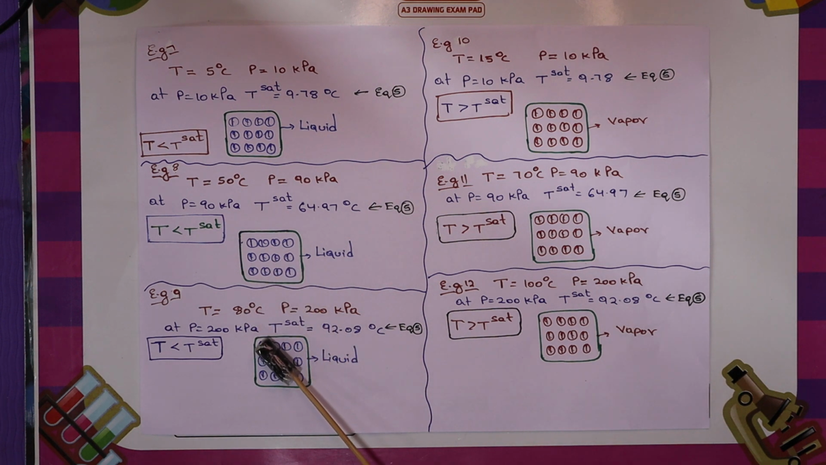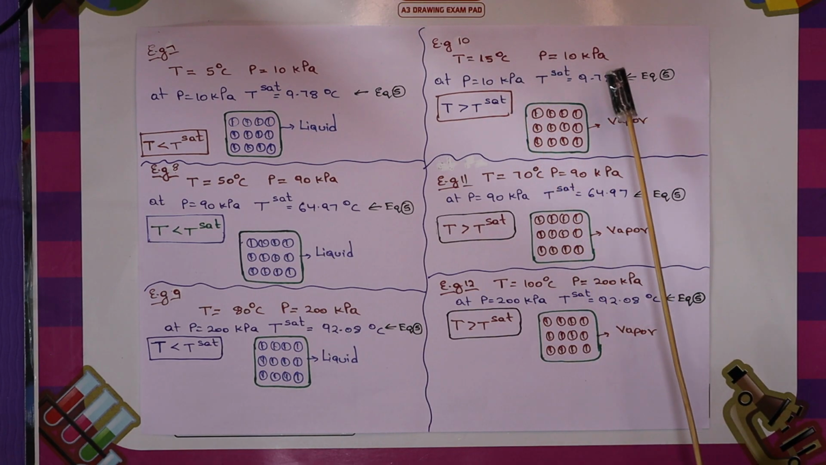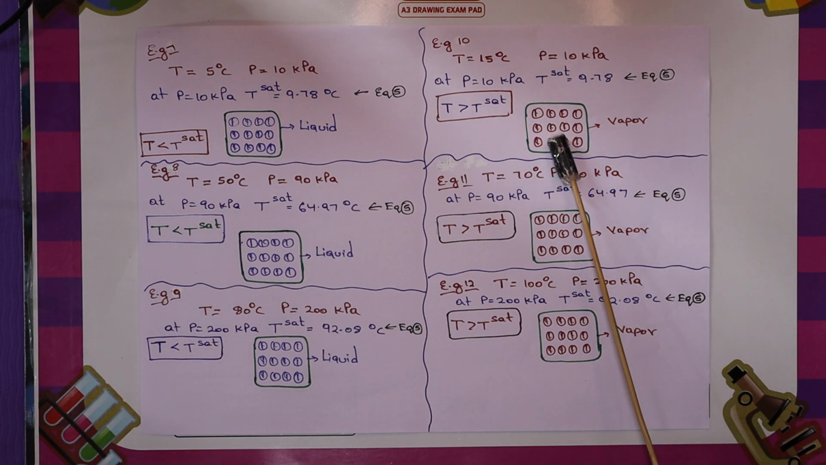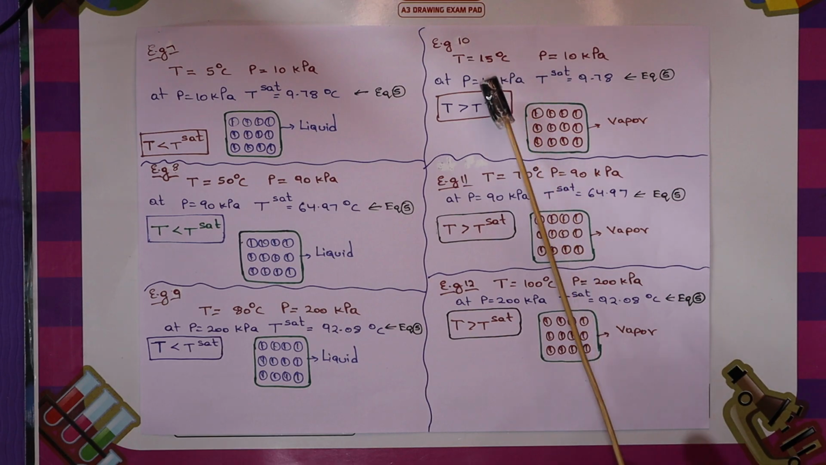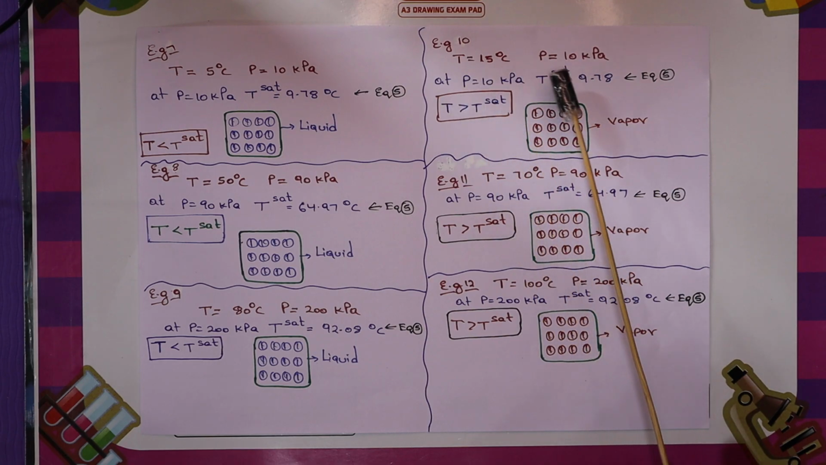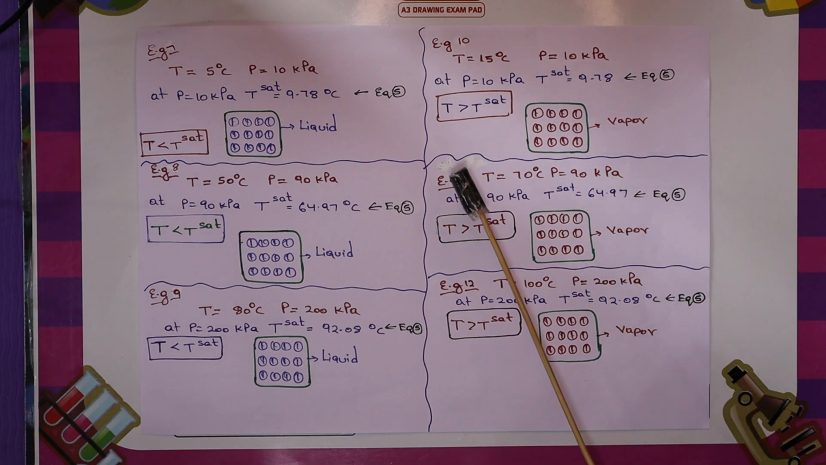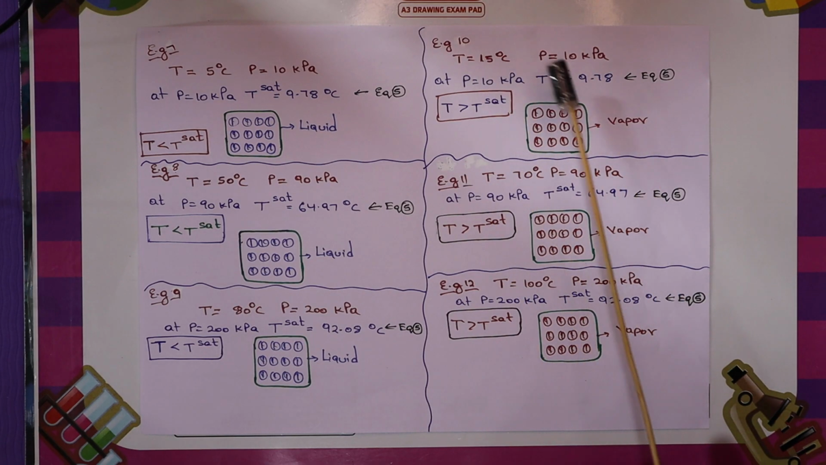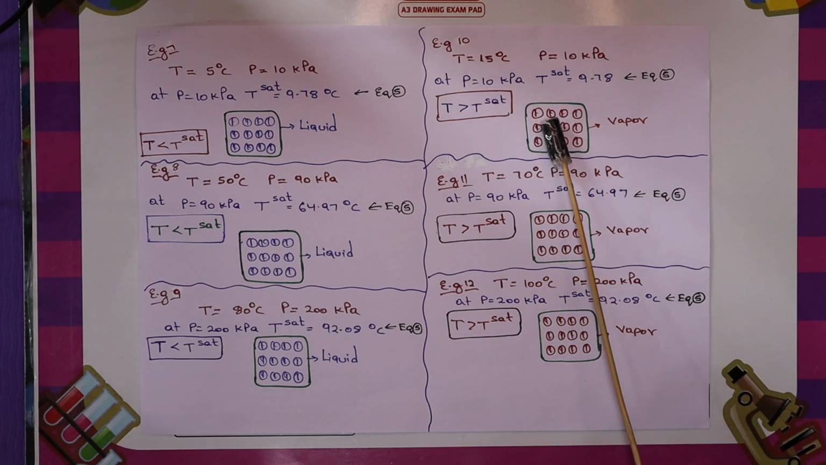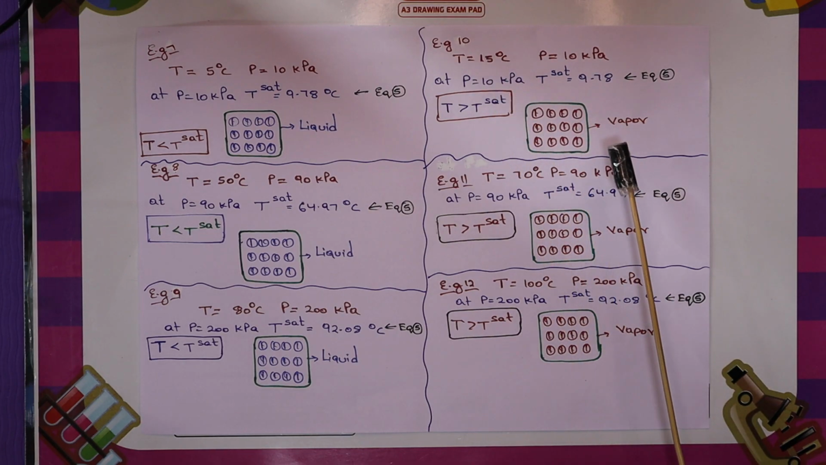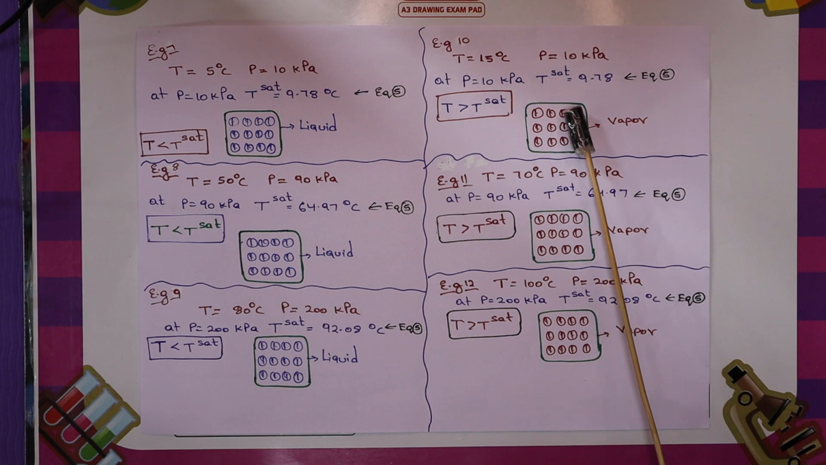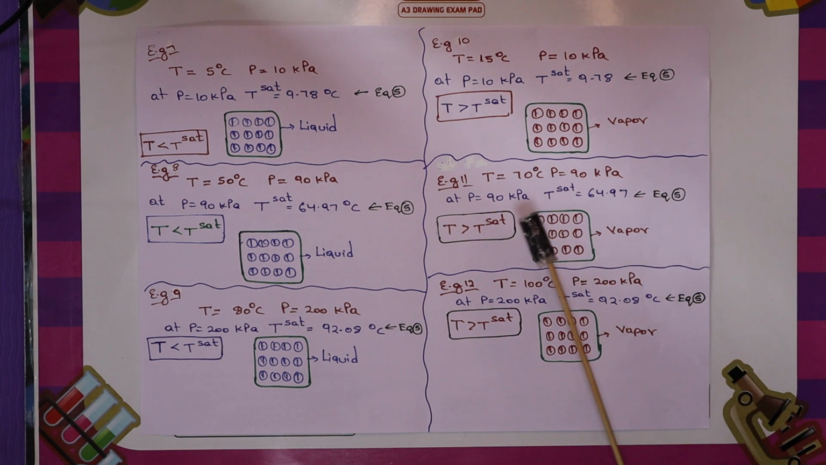Similarly, example number 9. Let us talk about the vapor phase. The temperature is 15 degrees centigrade and the pressure is 10 kilopascal in this chamber. At a pressure of 10 kilopascal, I calculated using the Antoine equation that the saturation temperature is 9.78. Now you can compare with this. The existing temperature in the chamber is higher than the saturation temperature. That means the N-hexane in the chamber is possibly in the vapor phase. Similarly, the other two examples follow.